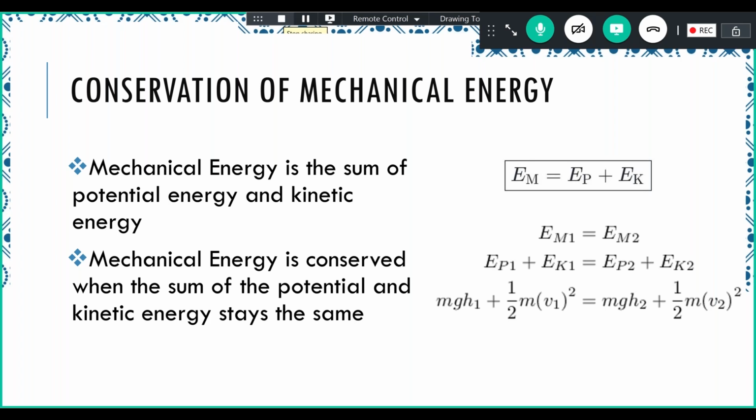And further down, we can break down each of the energies into their respective formulas, whether it's mgh or 1/2 mv squared. So this is most of the time how we talk about mechanical energy.